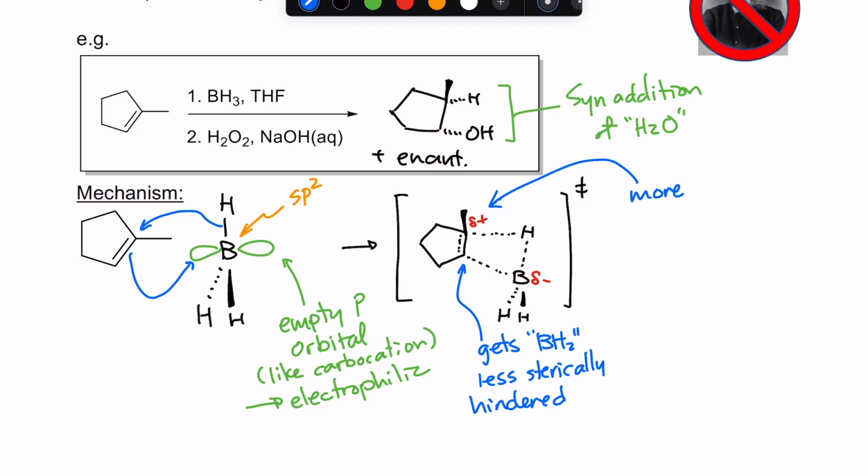And this is the carbon that has more of a partial positive charge, and so therefore it gets the hydride, formerly a hydride. Okay, so that leads to, of course, the regiochemistry. And another thing I might point out is that this is a concerted mechanism.